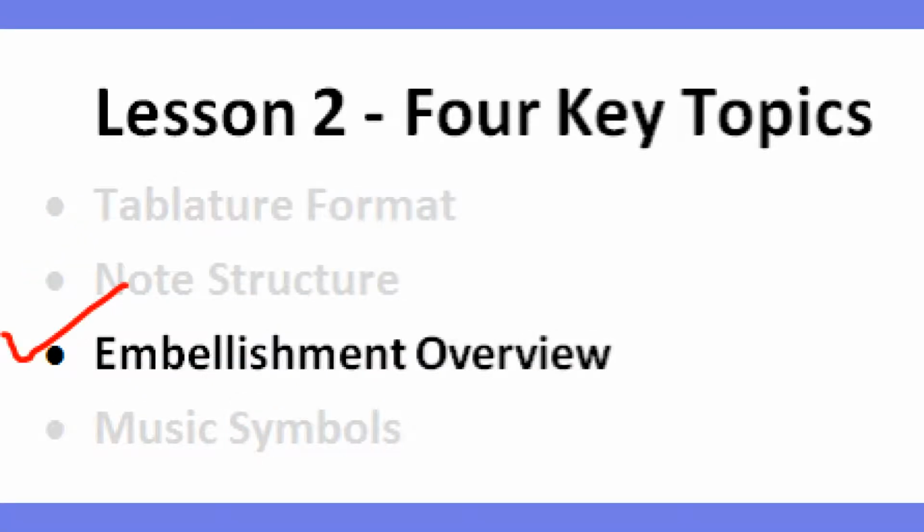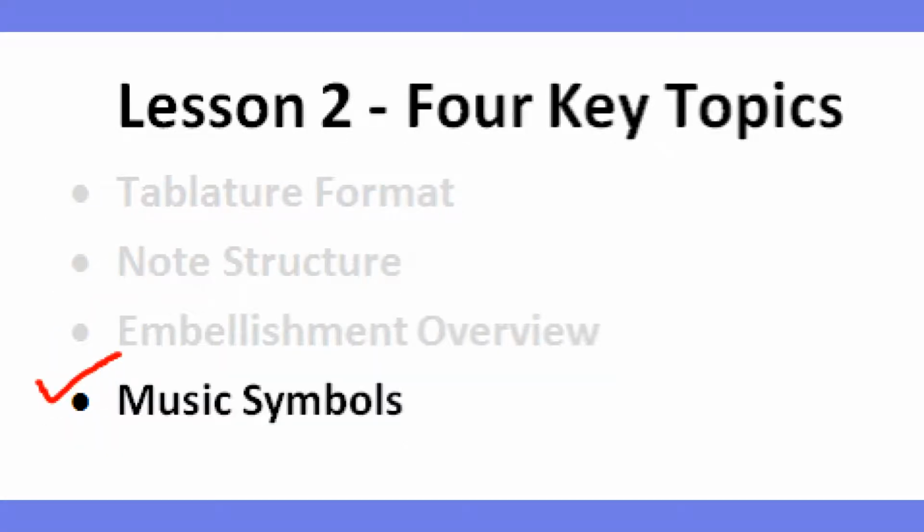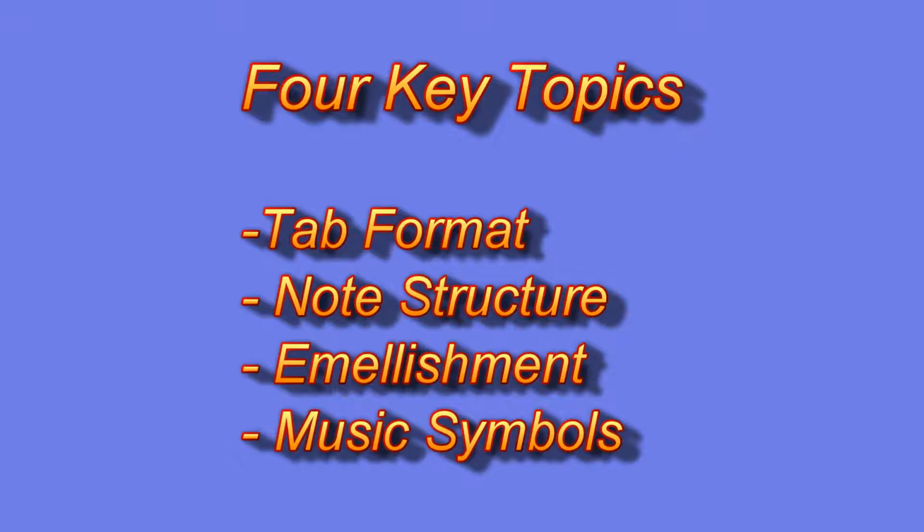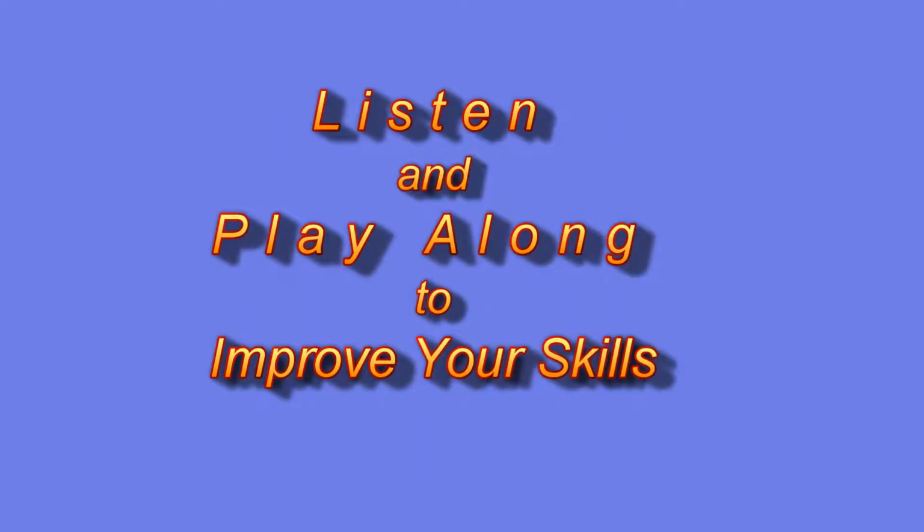The third topic is embellishment overview. In this particular topic, we will be discussing techniques such as the slide, hammer-on, pull-off, and lead-in from an overview perspective. And the last topic we will be discussing is music symbols, which include the rest, the repeat sign, the signature of the music, chord displays, and so forth. At the end of the discussion of the 4 key topics, you will have an opportunity to listen to different exercises and then play along to work on your tab reading skills. I think you're really going to enjoy it.